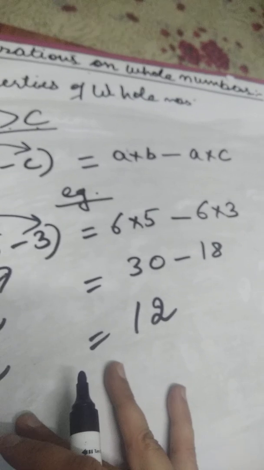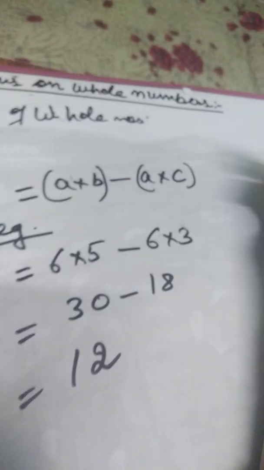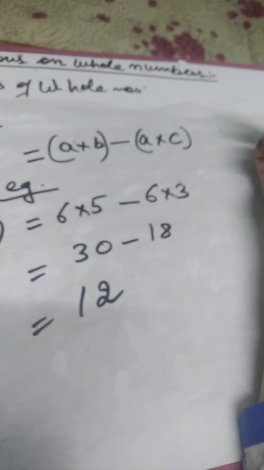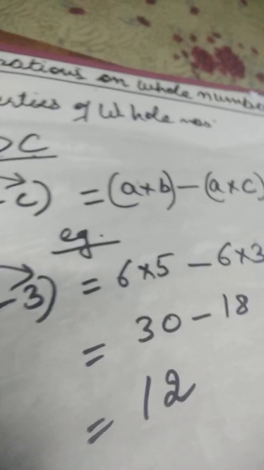That is why we say if A and B are whole numbers, and B is greater than C, then we have this rule. Now in the book you can see brackets are put here. It's better if you put the brackets. Next we have the division on whole numbers.